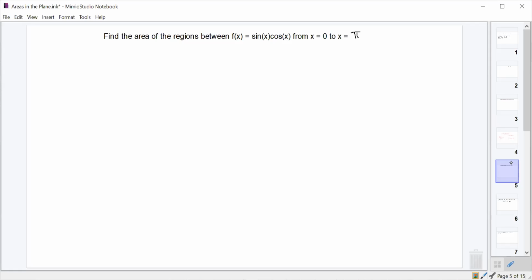Set it equal to 0. Good. So we'll take sine x cosine x and set it equal to 0. Since that's a product of two different things, the zero product property says set them each equal to 0. And what does that give us? It gives us x equals 0 and pi for this, and x equals pi over 2 for this.